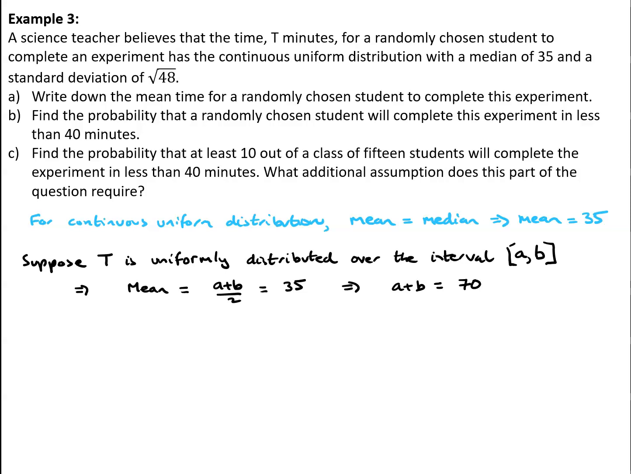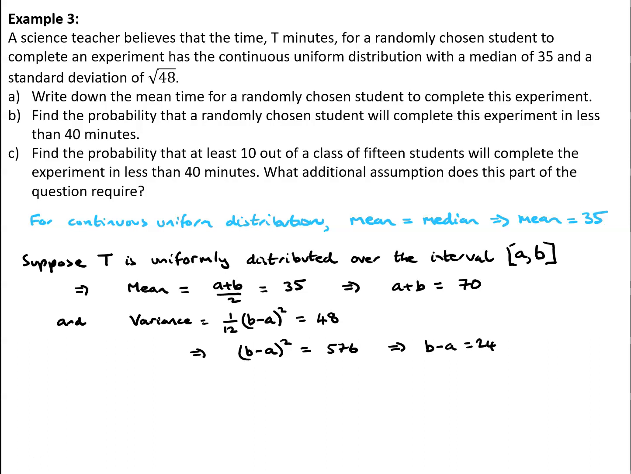We also know that the variance is 1/12 of (b − a) squared. Now the variance is simply the standard deviation squared. So if the standard deviation is root 48, the variance must be 48. So we've got 1/12 (b − a) squared must be 48. In other words, (b − a) squared is 576. So b minus a must be 24. We know it must be 24, not minus 24, because we know b is bigger than a.